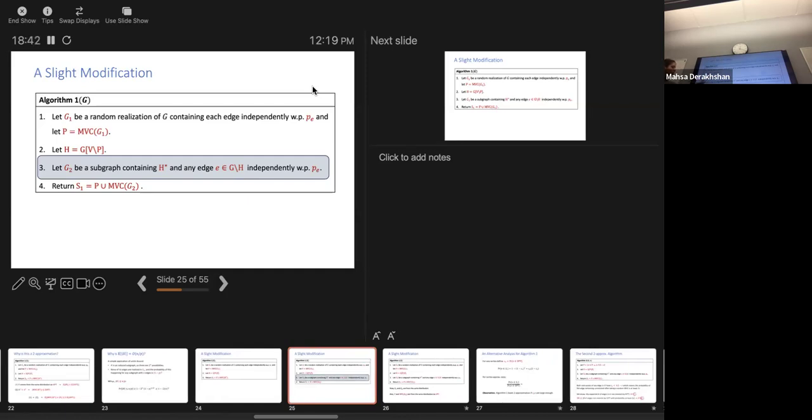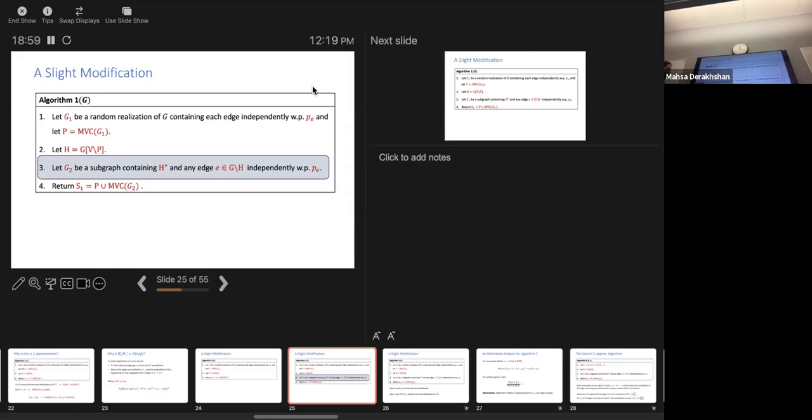Why am I doing that? Because G2 now also comes from the same distribution as G star. G2 contains any edge that was queried and realized, and also contains any edge that we do not query independently with probability P sub E.